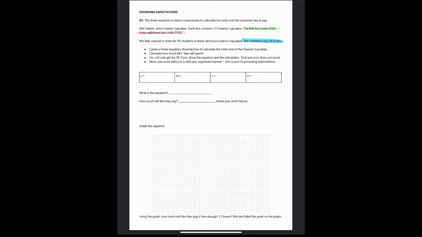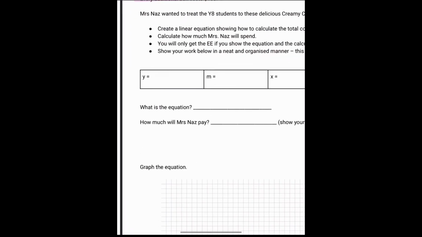Now that you have those pieces of information, let us write down what each of the variables represents. Remember, we want to create a linear equation following this format to solve how much any customer of ABC Bakery needs to pay whenever they buy creamy cupcakes. So Y represents the total cost, how much the customer will pay after a purchase.